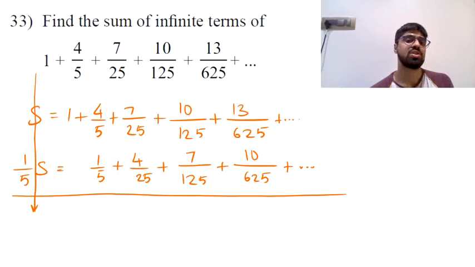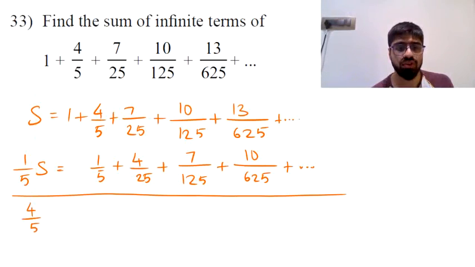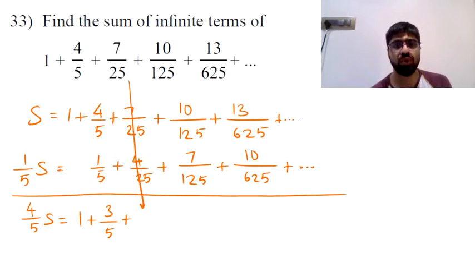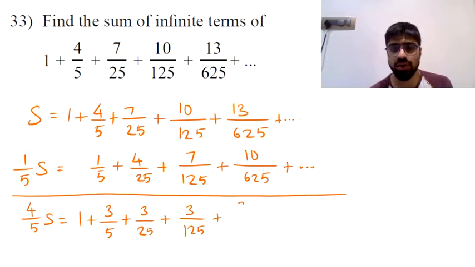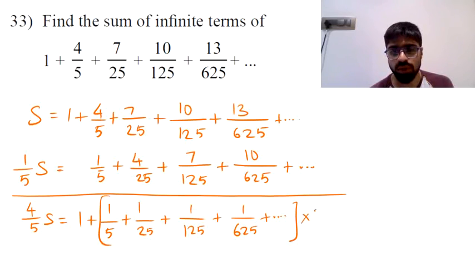Subtract the sequences. So S minus 1 upon 5 into S will give you 4 upon 5 into S. This one tumbles down the way it is and can be written over here as 1, plus 4 by 5 minus 1 by 5 gives you 3 by 5. 7 minus 4 gives you 3 upon 25, plus 10 minus 7 gives you 3 upon 125. Subtract the two terms here, you get 3 upon 625 and so on. Now this continues up to infinity. You can pull out a 3 common from all the terms in this sequence, and when you do that, the numerator for each of them is going to be equal to 1. So into 3 is what we have.